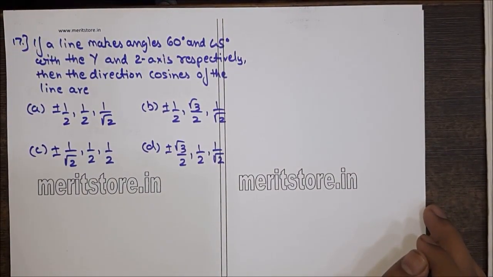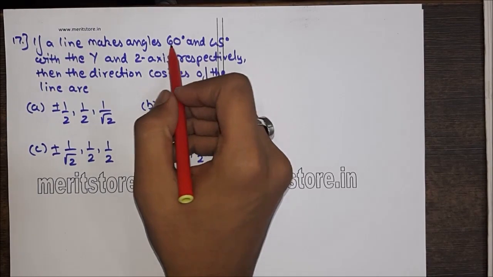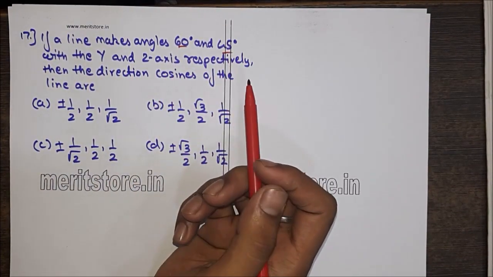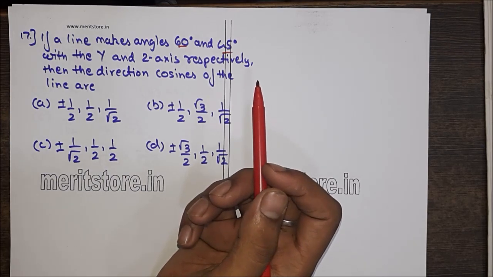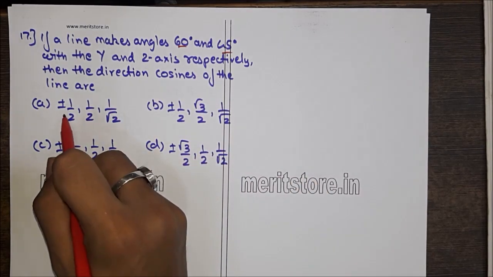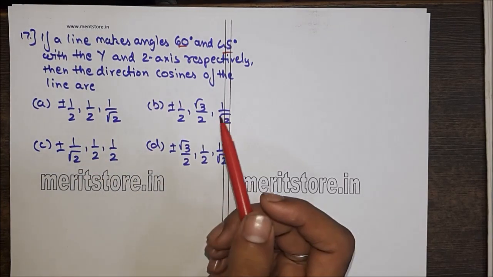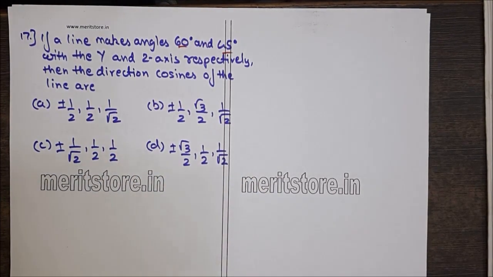Question number 17. If a line makes angles 60 degrees, 45 degrees with the y and z axis respectively, then the direction cosines of the line are: option A, plus minus 1 by 2, 1 by 2, 1 by root 2. Option B, plus minus 1 by 2, root 3 by 2, 1 by root 2. Option C, plus minus 1 by root 2, 1 by 2, 1 by 2. Option D, plus minus root 3 by 2, 1 by 2, and 1 by root 2.